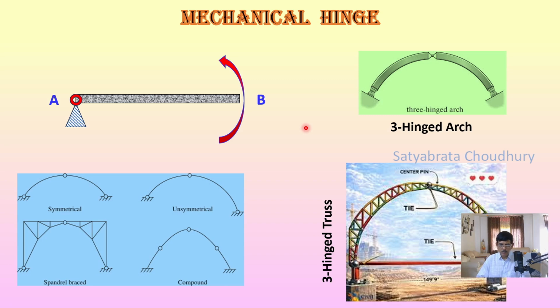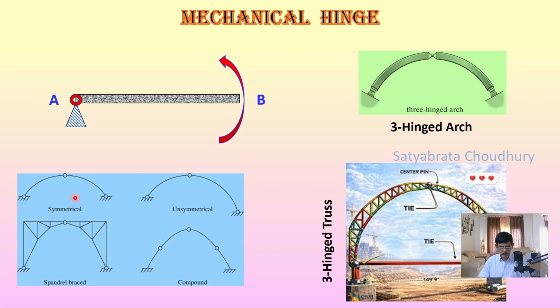Let us take more examples on mechanical hinge. Let us take the first diagram where it is having a fulcrum at the point A and we applied a torque at the point B. As a result, it will rotate about the point A. So it is a mechanical hinge. In the second figure, we have a three-hinged arch which has a hinge at the supports and a hinge at the top.